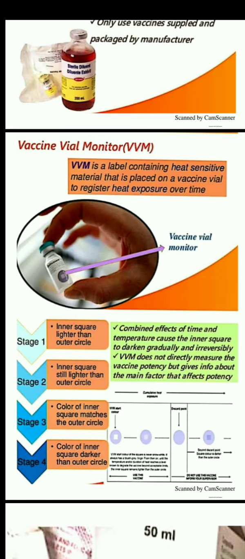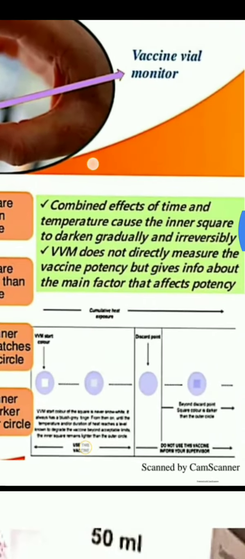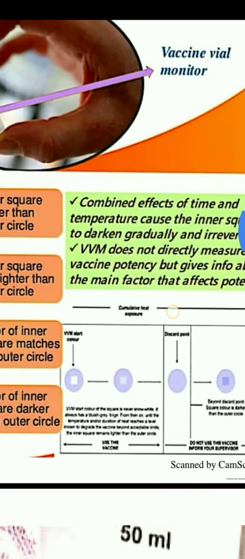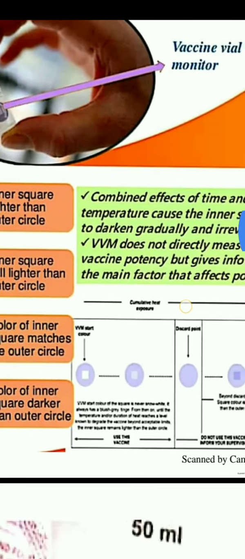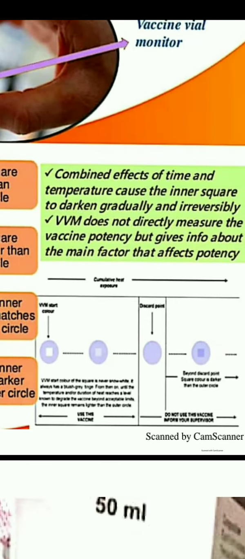In stage 1 you can see the inner square is lighter than the outer circle. In stage 2, the inner square is still lighter than the outer circle. In stage 3, the color of the inner square matches the outer circle, and in stage 4 the color of the inner square is darker than the outer circle. So in stage 1 and 2 we can use the vaccine, but in stage 3 and 4 we should not use the vaccine, and should inform the supervisor. So that was all about immunization supplies.